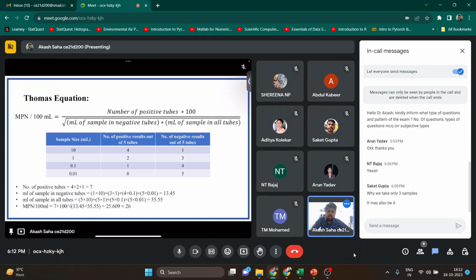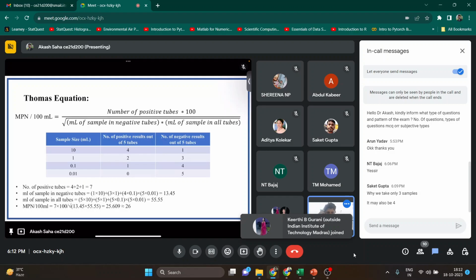So if you calculate the same question with the Thomas equation and check in the MPN index also, it will be more or less the same. Not much difference will be there. Slight difference will be there, but not much. So this is the Thomas equation. If you don't have the chart, you can directly use the Thomas equation and find out the values.